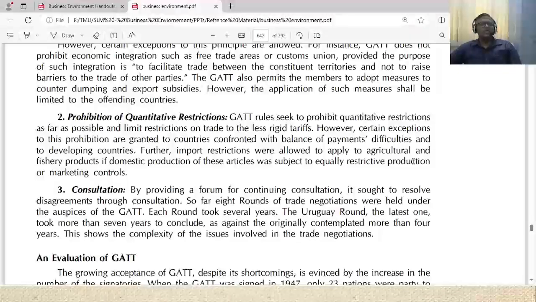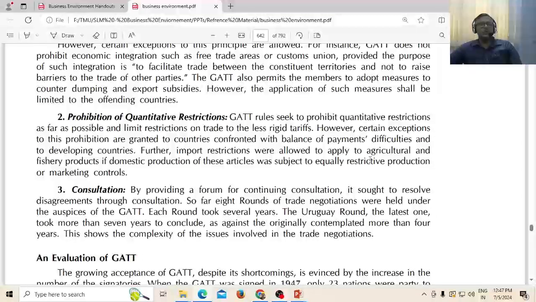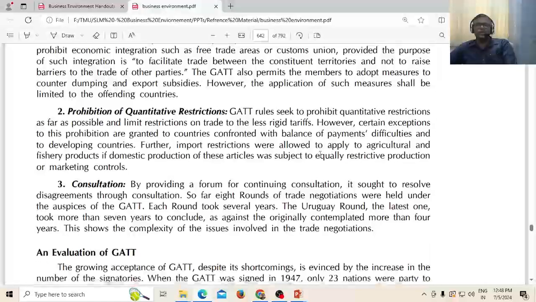Thus, by providing a forum for consultations, the GATT sought to resolve disagreements among the members. So far, 8 rounds of trade negotiations were held under the auspices of GATT, and each round took several years. The Uruguay Round, the latest one, took more than 7 years to conclude, as against the originally contemplated 4 years. This shows the complexity of the issues involved in the trade negotiations.